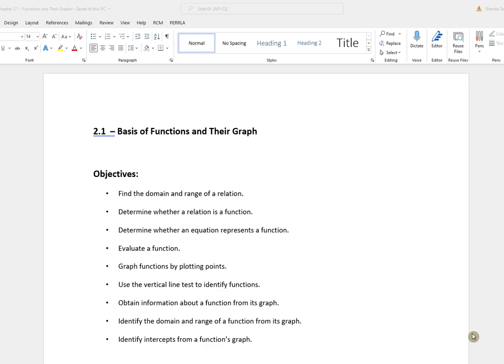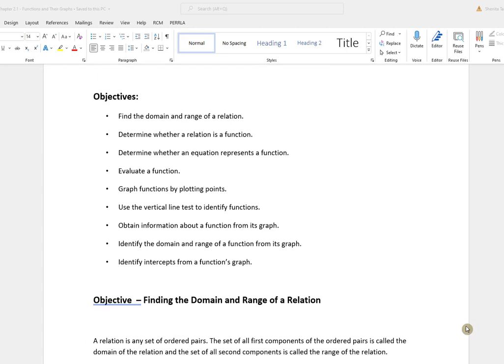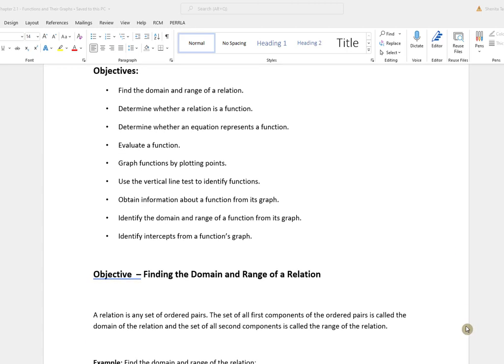Today we're going to talk about functions and their graphs. The objective is to find the domain and range of a function, the range of a relation, determine whether or not a relation is a function, determine whether an equation represents a function, evaluate a function, graph functions by plotting points, use the vertical line test to identify functions, obtain information about a function from its graph, identify the domain and range of a function from its graph, and identify intercepts from a function's graph.